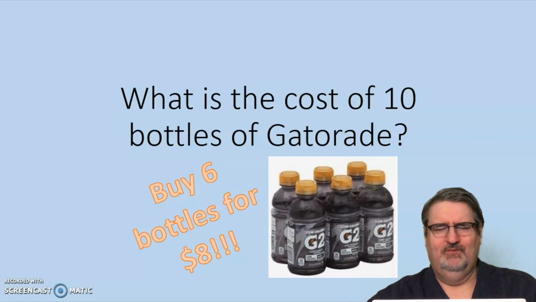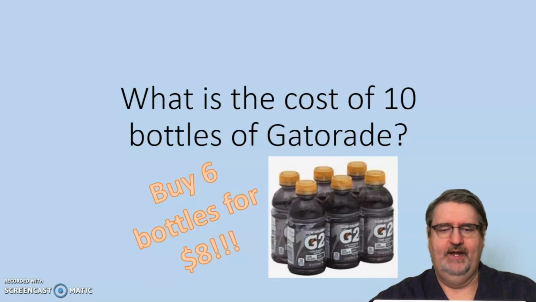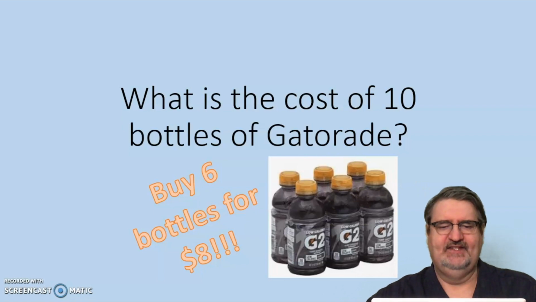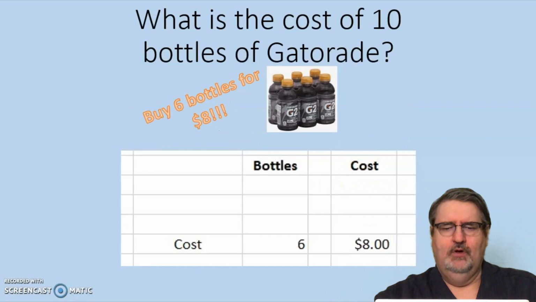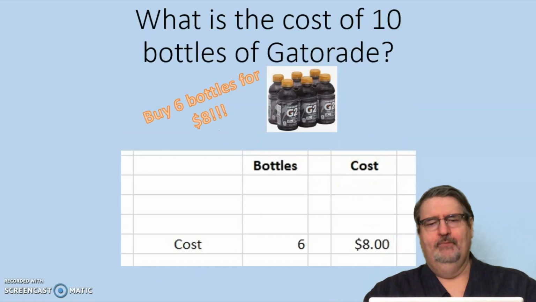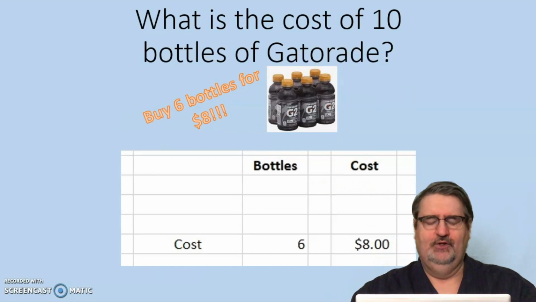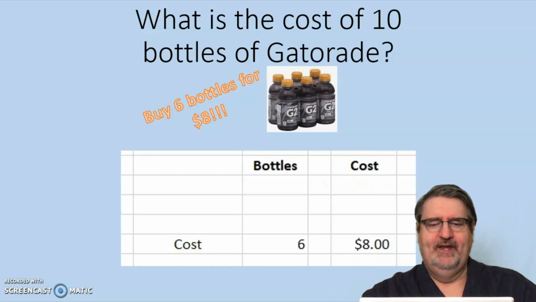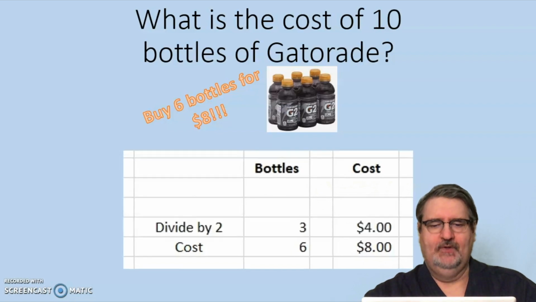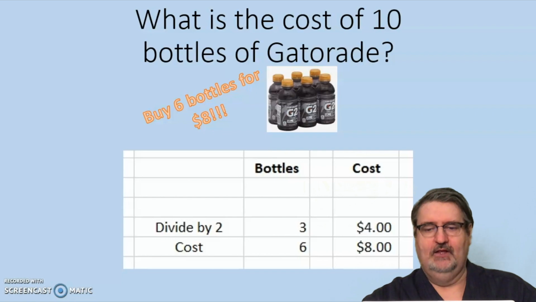We might need to answer the question, what is the cost of 10 bottles of Gatorade? And here you can see this fancy ad that says, buy 6 bottles for $8. Well, how much is that per bottle? And that's how we find the unit rate. So if we know 6 bottles is $8, we need to divide until we get down to one of those numbers being a 1. So you can divide it by 2 and you get 3 bottles is $4.